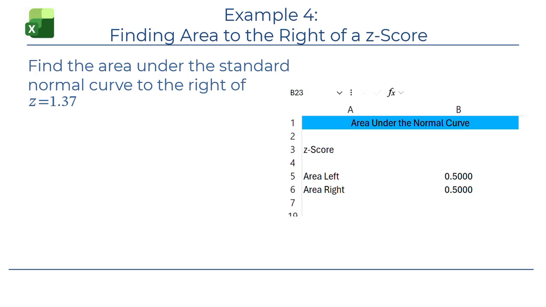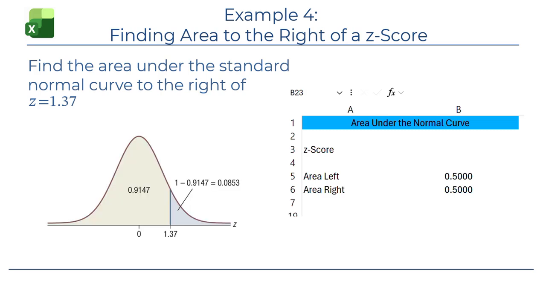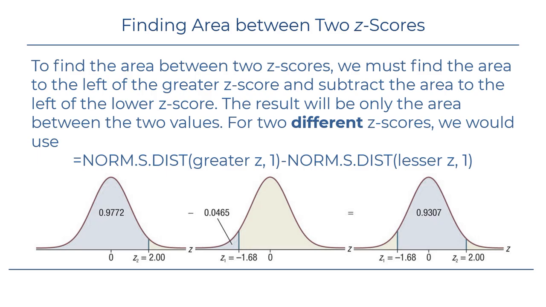Let's now use our spreadsheet to find the area under the standard normal curve to the right of 1.37. So we have found the area to the left previously, which was 0.9147. We know that the area to the right is going to be 1 minus that. So if I enter 1.37, notice it does enter that 0.9147 again, and this is just 1 minus that value, so 0.0853.